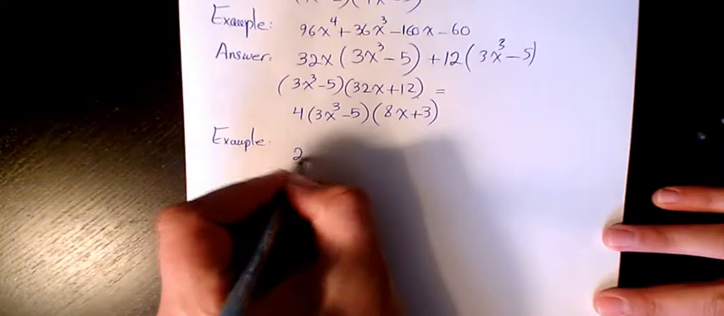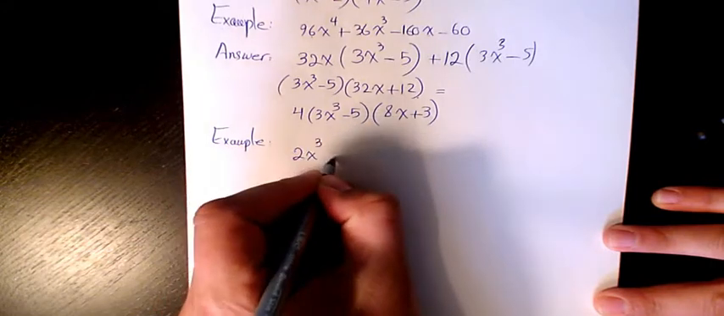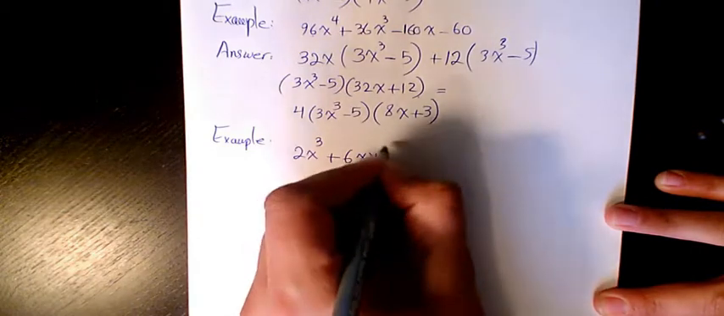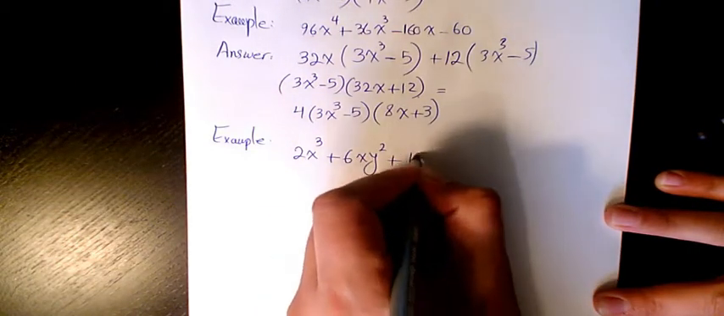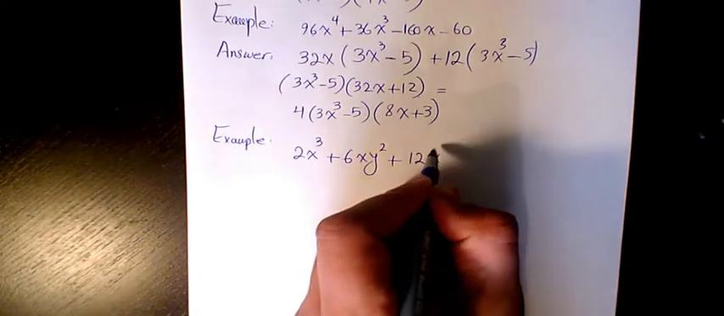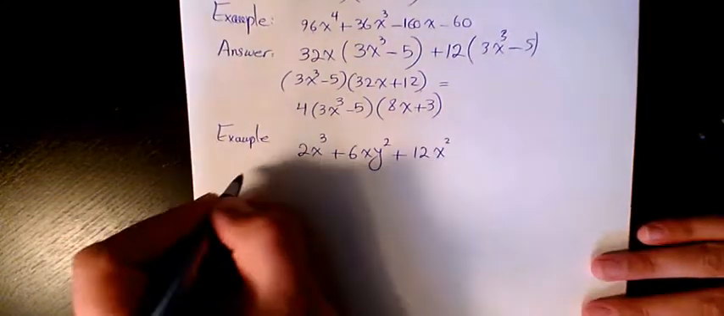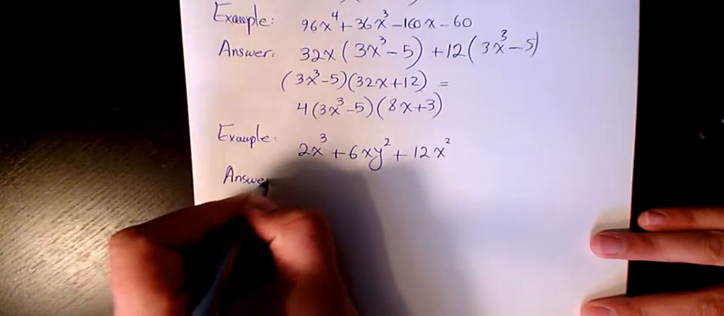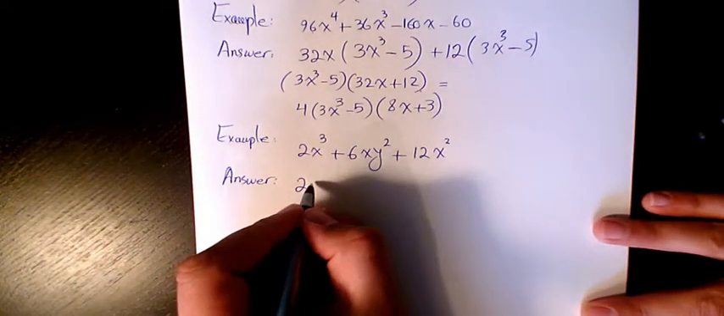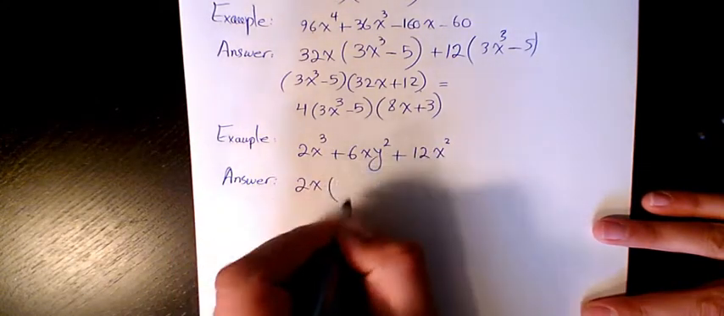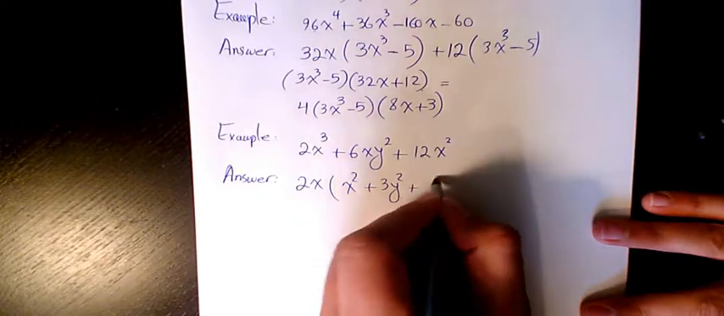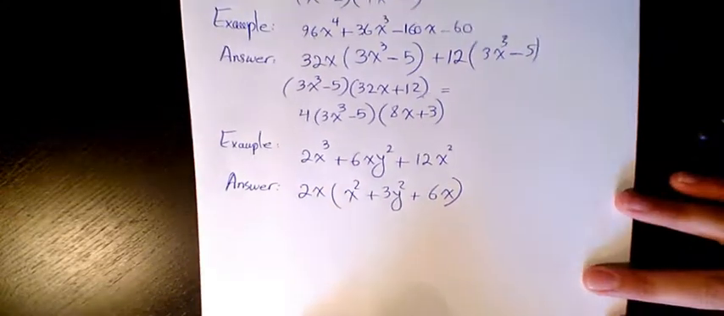2x cubed plus 6xy squared plus 12x squared. So the answer will be: factor 2 here, that's the GCF, greatest common factor, and also x. So that will be 2x times (x squared plus 3y squared plus 6x). This is the final answer.